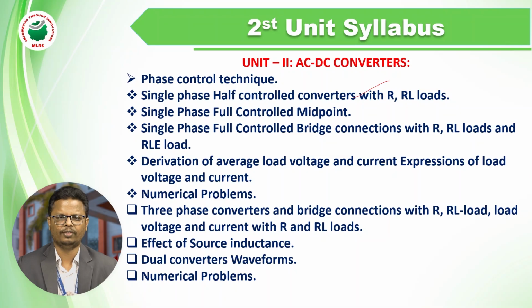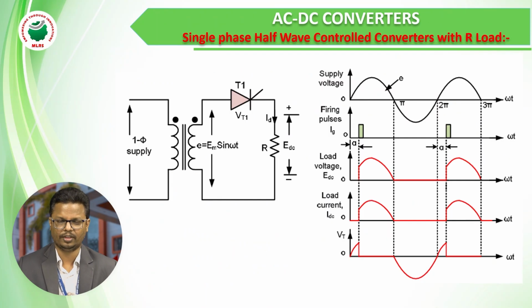So today we will discuss some basic circuits of rectifier AC to DC. So in that, the first one is single phase half wave controlled converter with RL load. So here you can observe the circuit diagram with a single thyristor T1 and the load R, and beside that you can observe the waveforms of the load.